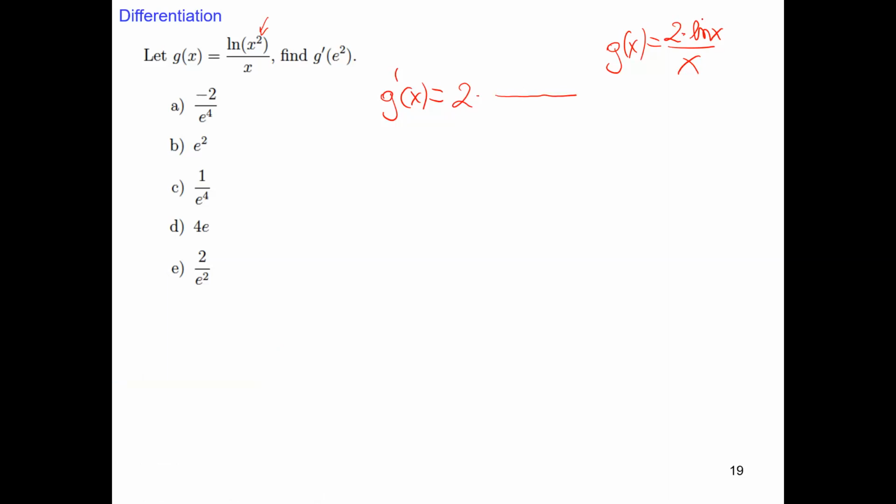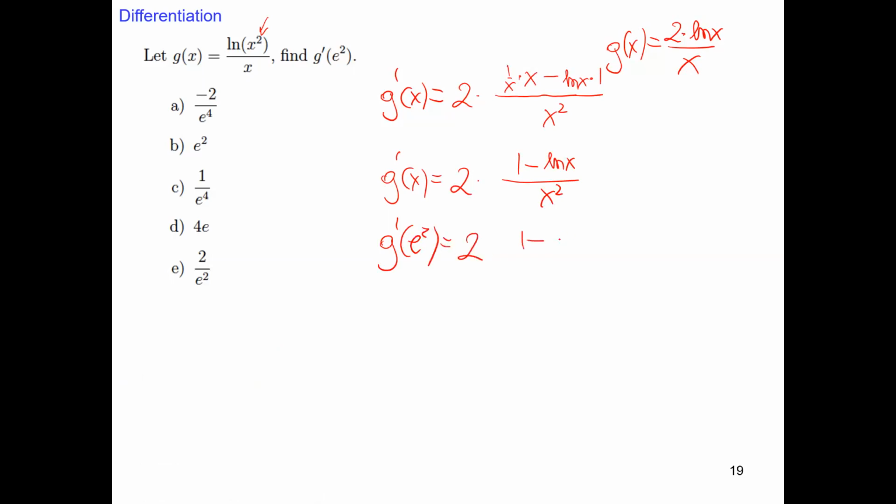Quotient rule. Derivative of natural log of x is 1 over x times the denominator, minus natural log of x times 1, because the derivative of x is 1. Okay, and let's simplify. This will be 2, and this is 1 minus ln of x over x squared. And when we substitute e squared, let's see what we will get.